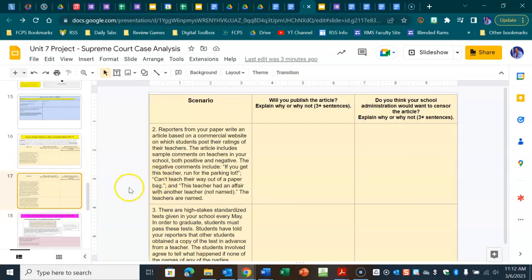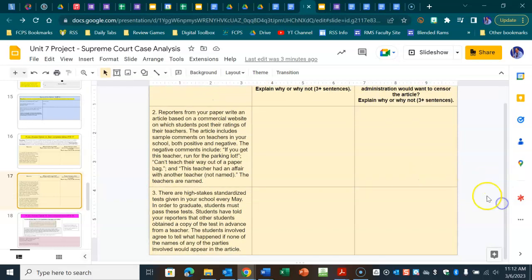Scenario 2 says reporters from your paper write an article based on a commercial website on which students post their ratings of their teachers. The article includes sample comments on teachers in your school, both positive and negative. The negative comments include, "If you get this teacher, run for the parking lot," "Can't teach their way out of a paper bag," and "This teacher had an affair with another teacher," not named. The teachers are named. All right.